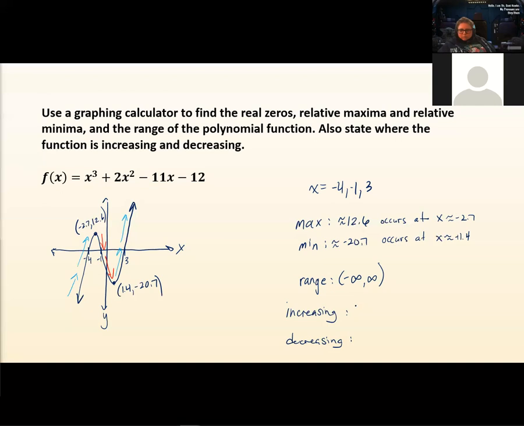It is increasing from negative infinity to 2.7. Yeah, so we go to the negative 2.7. Anywhere else? From 1.4 to infinity. You got it. Good job. The maximums and minimums is where all of this occurs, right? So where's it decreasing then?